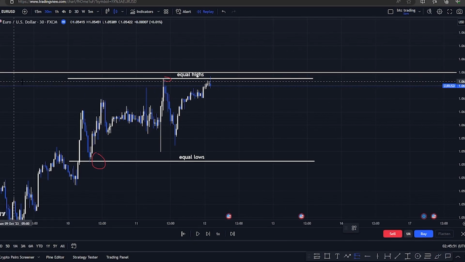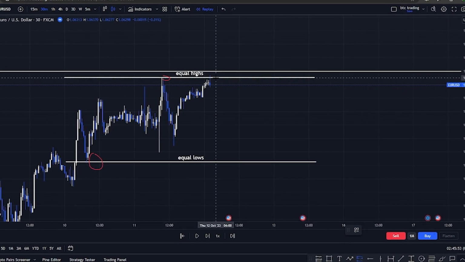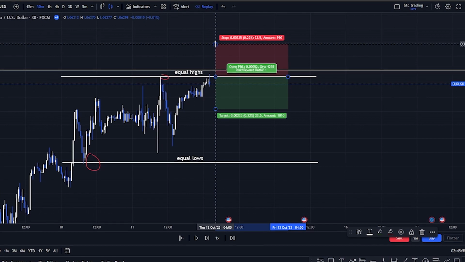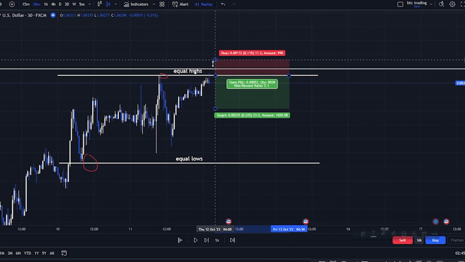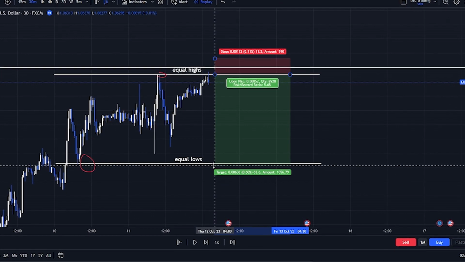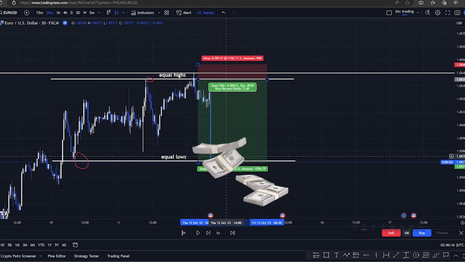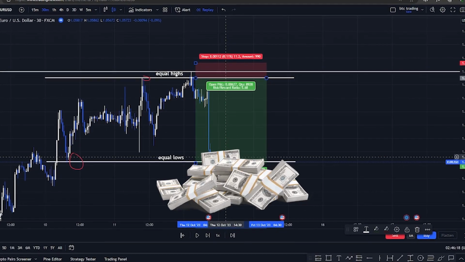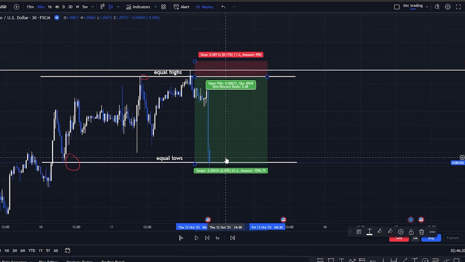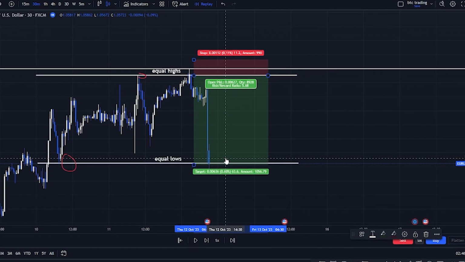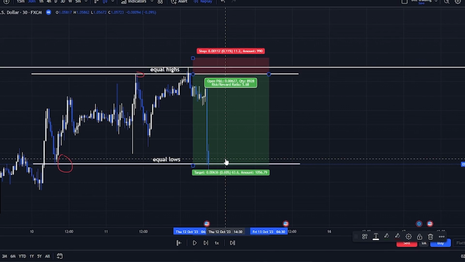So here you can see we had a liquidity sweep on the 30 minutes of these equal highs. If we take a trade here, placing a stop somewhere around here and targeting these lows, let's see what happens. So as you can see, we secured a 6 hour trade even on the lower time frame by simply applying the equal highs and equal lows liquidity concepts.